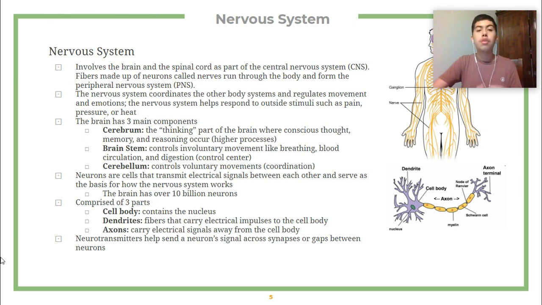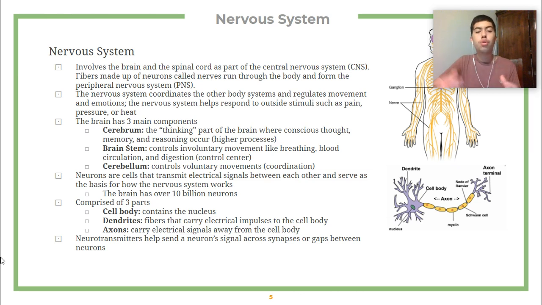So, your brain responds to outside stimuli. These are the things in the world going on around us, like I said, pain, pressure, heat, and the nervous system helps respond to this. And the brain has 3 main components: the cerebrum, or the thinking part of the brain, where conscious thought, memory, and reasoning occur. These are known as the higher processes. And then we have the brainstem, which controls involuntary movement like breathing, blood circulation, and digestion.